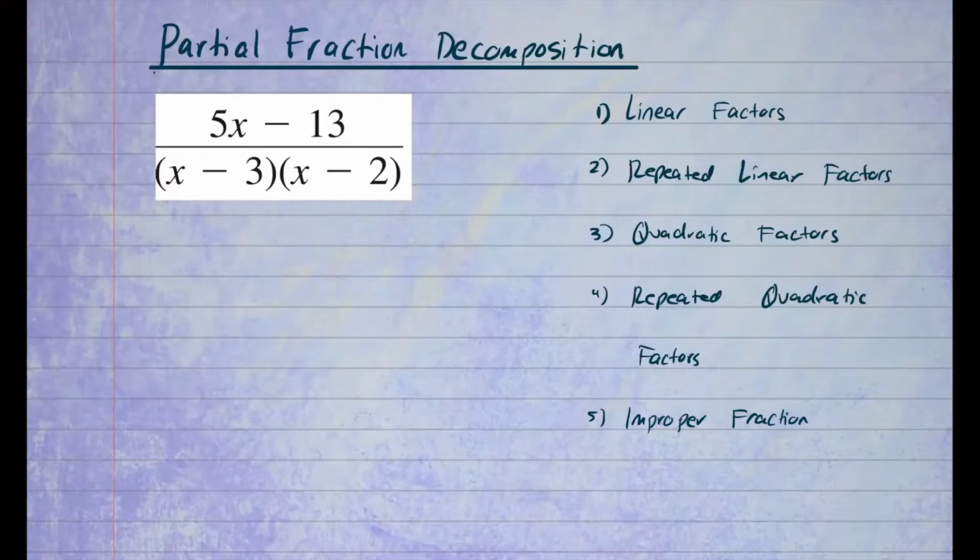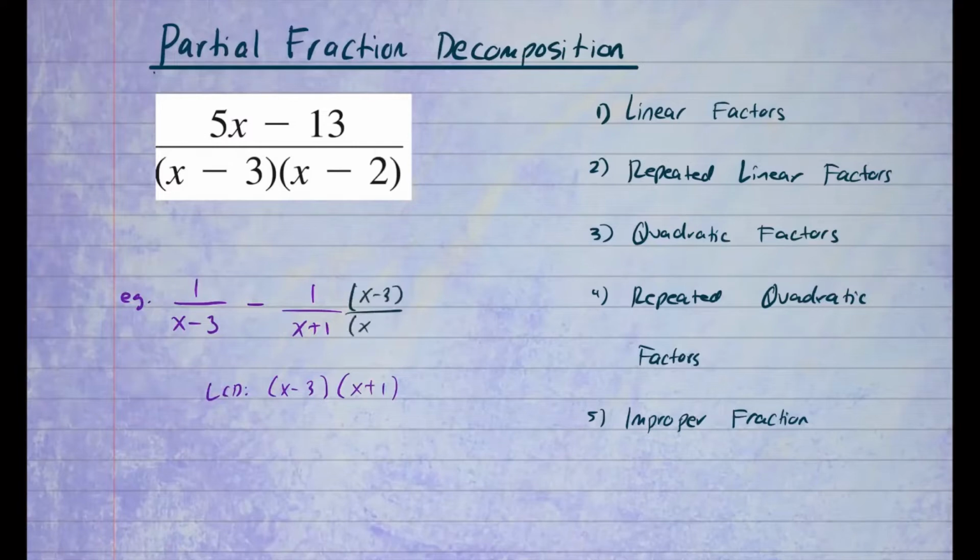Suppose I give you these fractions. Say you're given 1 over x minus 3 minus 1 over x plus 1. In order to combine this, you will need the least common denominator, which would be x minus 3 times x plus 1. So you would multiply each fraction by what they're missing. This one you would multiply by x plus 1 over x plus 1, and this one by x minus 3 over x minus 3.